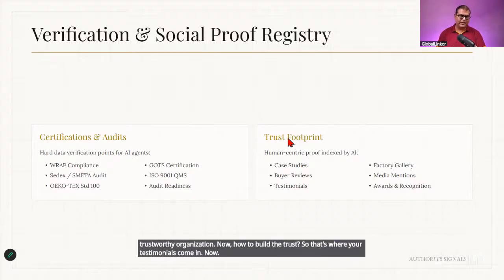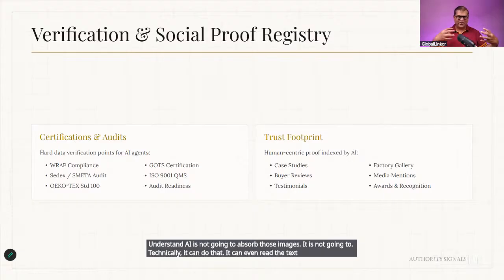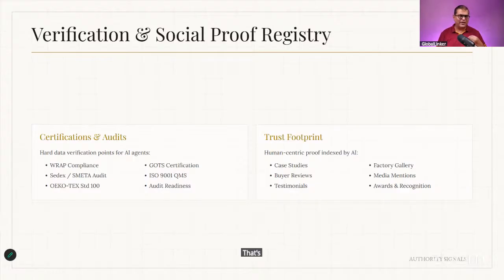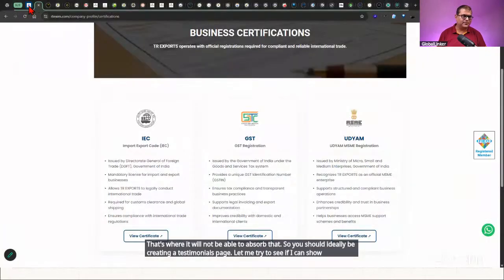A lot of businesses I've seen create a small section on the home page, and that's where they just display the testimonials. A lot of those testimonials are added as images. Understand, AI is not going to absorb those images. Technically, it can do that. It can even read the text, but when it is coming to your website to extract the information, it is not looking at that. It needs information in a code format, not in an image format. So it will not be able to absorb that. So you should ideally be creating a testimonials page. Let me try to see if I can show you.